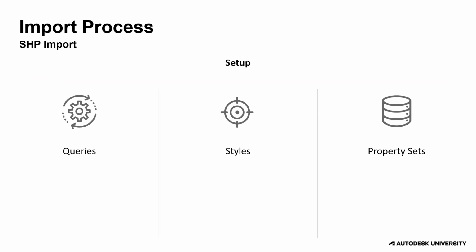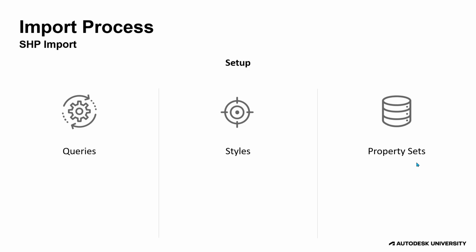And so the shape import process is that I have queries. So as I'm bringing the shape file in, I can query the data to put it on the correct style and layer. I need to set up my styles so they go on the correct styles. And then I'm going to use property sets to bring in that survey data and attach it to the feature line or COGO points.